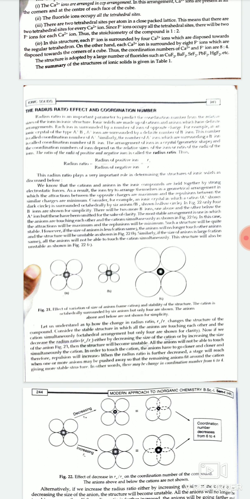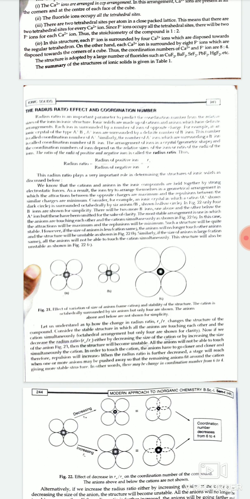The most stable arrangement is one in which the anions are touching each other and the cations simultaneously. In this case, the attractions will be maximum and the repulsion will be minimum. Such a structure will be quite stable. However, if the size of anions is less, cations same, the anions will no longer touch other anions and the structure will be unstable. Similarly, if the size of anions is large, cations same, all the anions will not be able to touch the cation simultaneously. This structure will also be unstable.